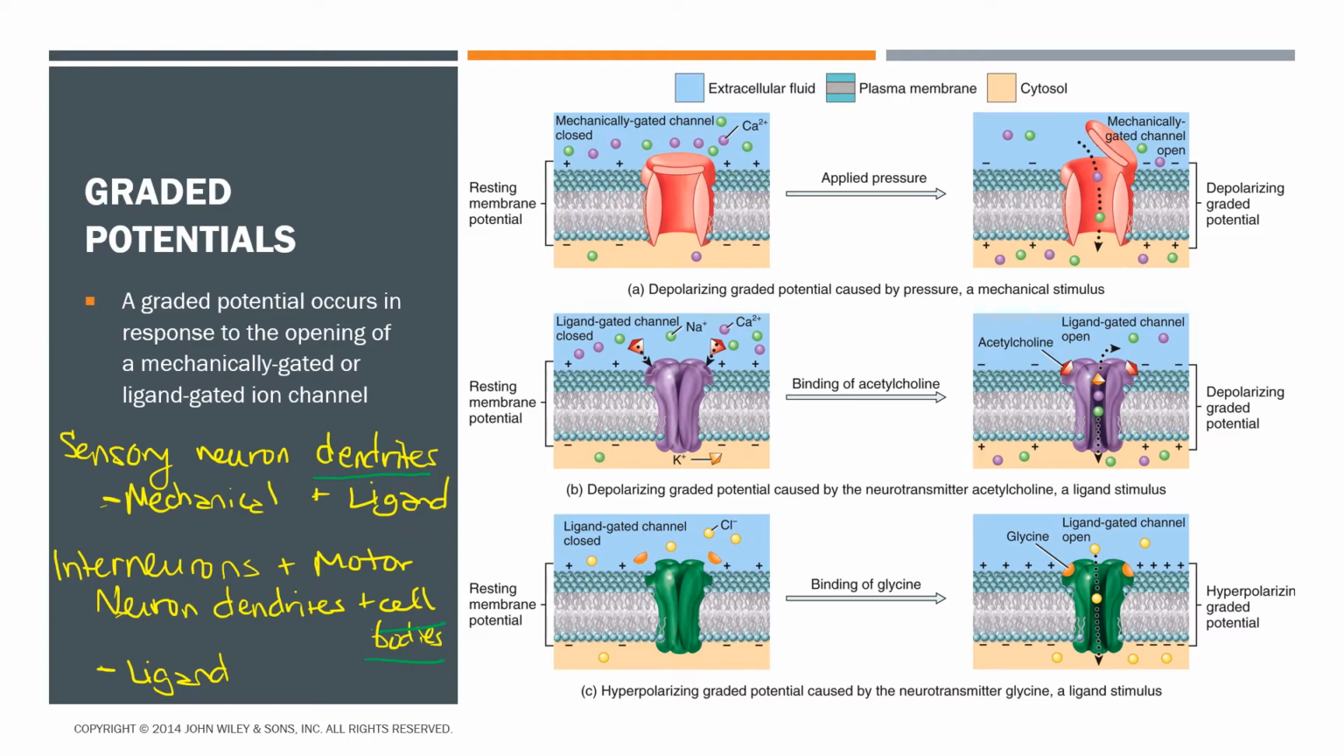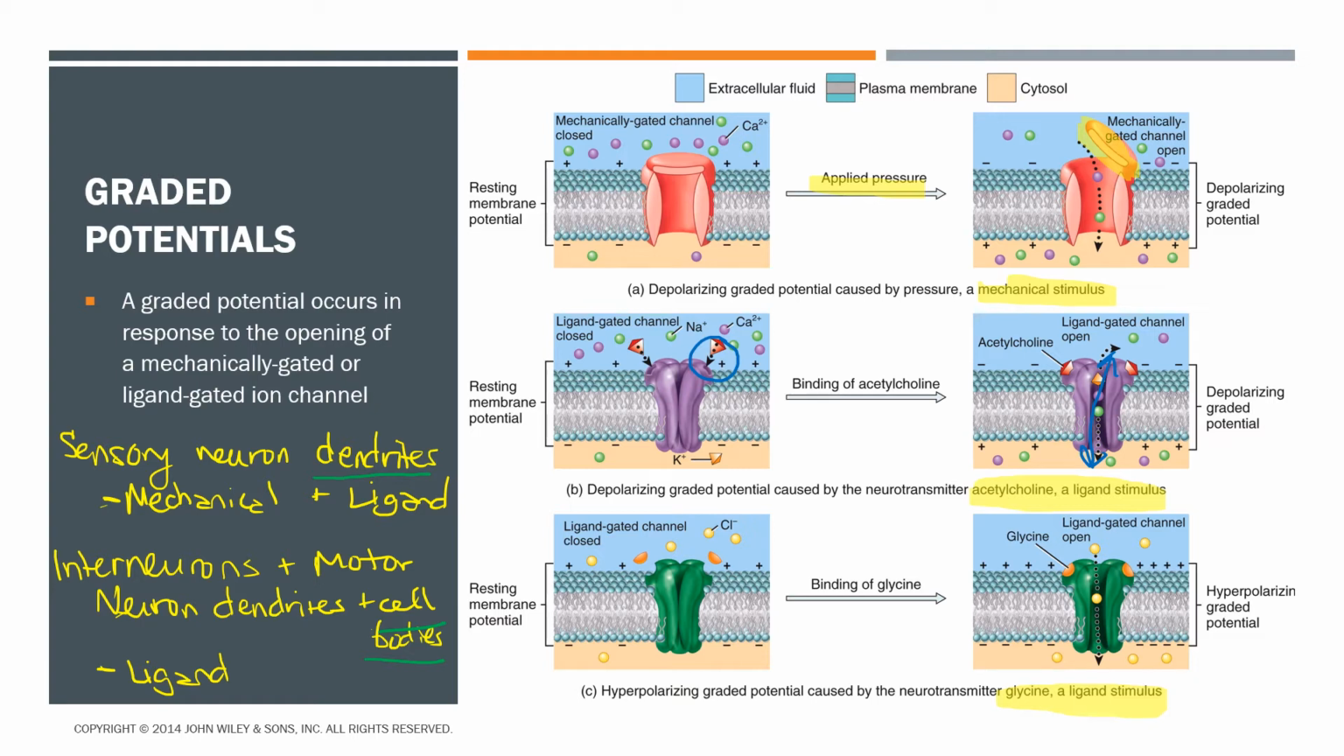So here in this diagram, we have pressure that's applied to a mechanically gated channel. We've applied pressure. On the left, it's going to be closed, and then on the right it is open. We also have an acetylcholine ligand-gated channel, the purple one. You can see when acetylcholine binds to the receptor, it opens and allows ions through the now open channel.